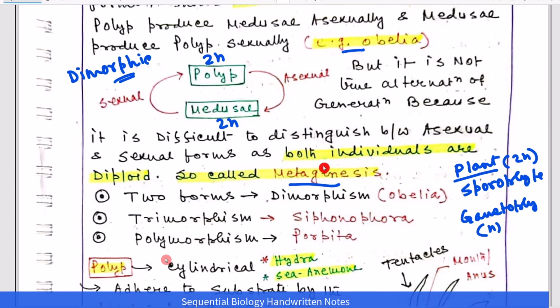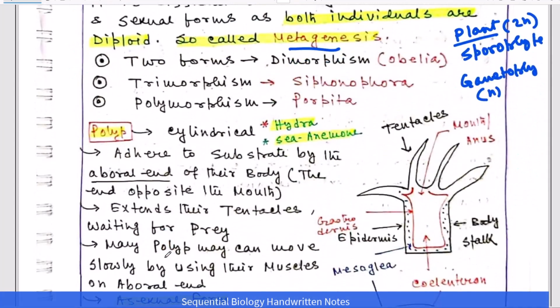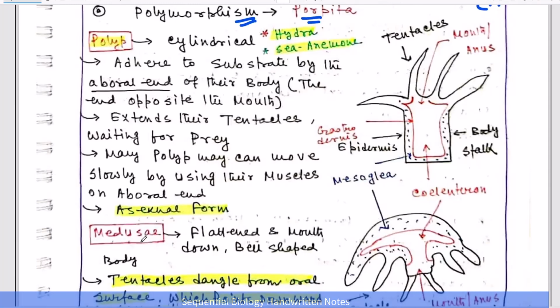And we have also seen that the individuals of this phylum may show polymorphism. When two forms are present in a species, this is called dimorphism. Only polyp or Medusa present, then this is called dimorphism. Trimorphism means three different morphologies found in the same species, like the Siphonophora. Polymorphism means more than three different forms can be found in a single species, like Porpita.